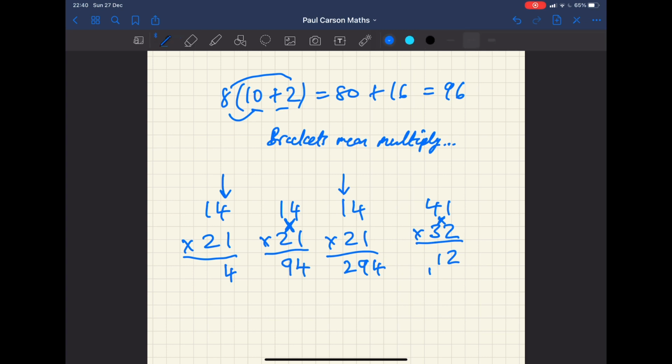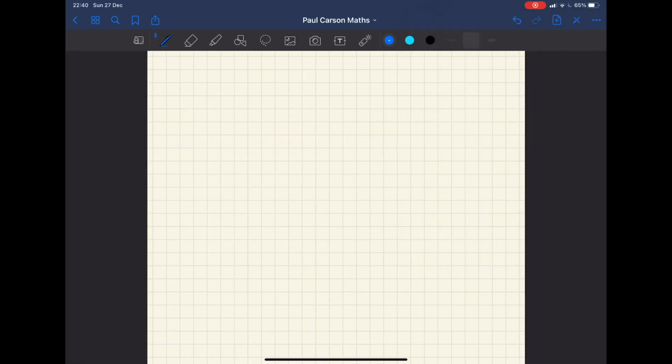Finally, left-hand column, 4 times 3 is 12, plus the 1 makes 13. So I've just written the answer down with no working. Let's try another one. 21 times 81. So why not pause it there, have a go yourself.